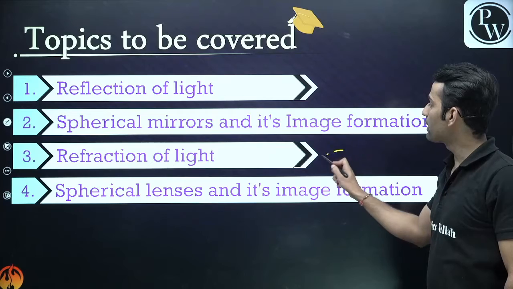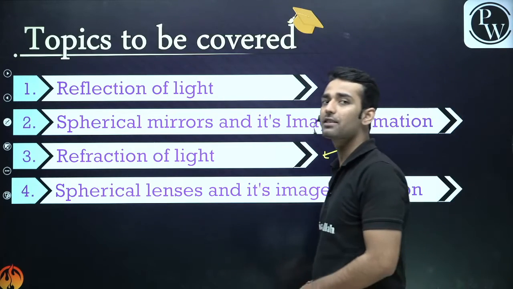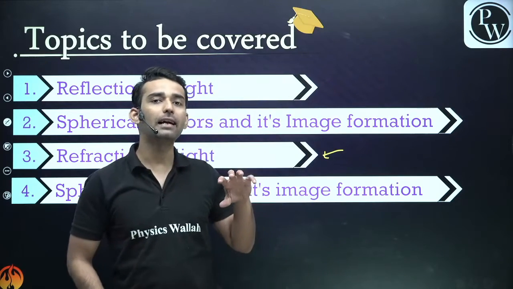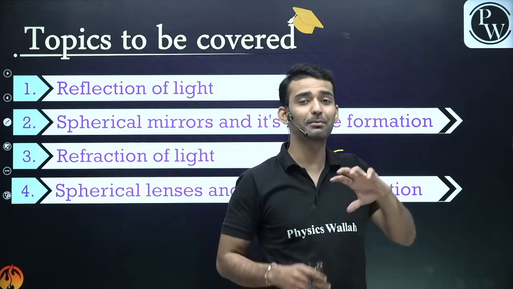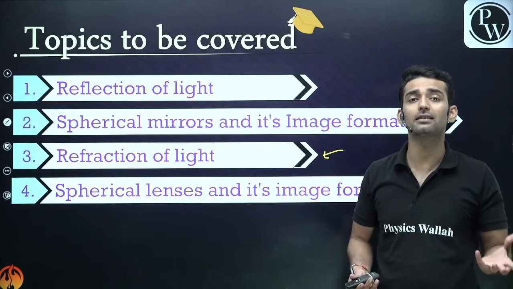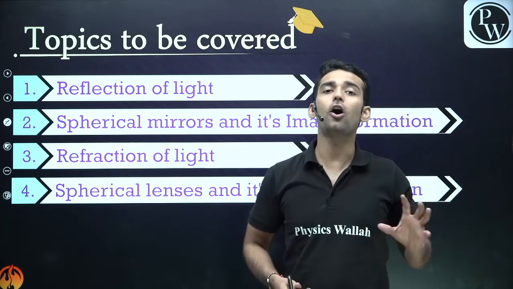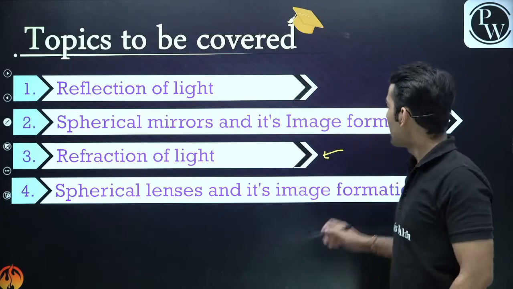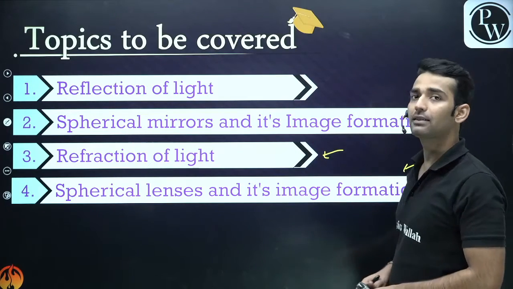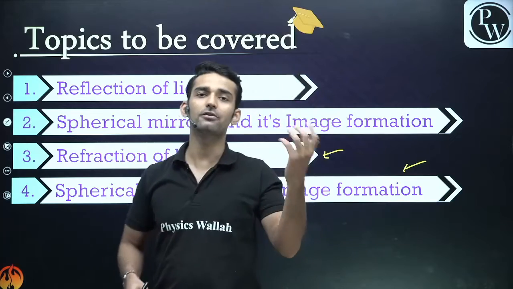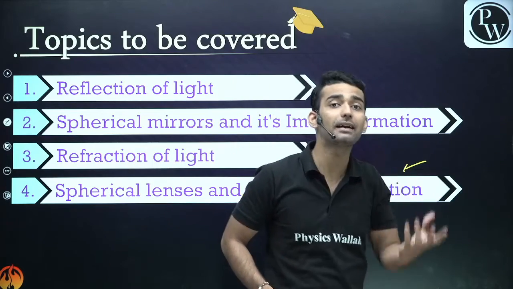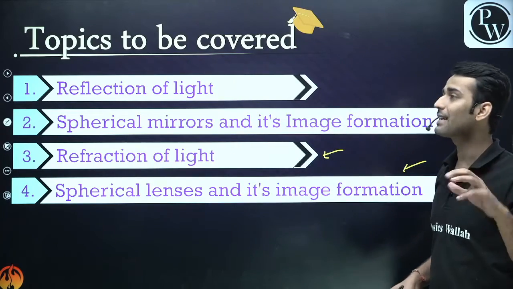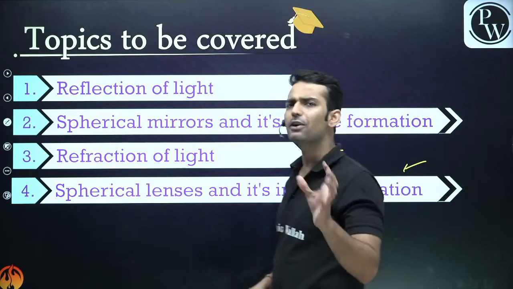Then we will be moving to the refraction of light. Refraction means bending of light. When light passes from one medium to another, its medium changes, its speed changes, right? So we will be discussing all these factors in very detail. And at last we will be covering the spherical lenses. How do the lenses form the image? How does a light ray bend when it passes through any lens, and lens formula, power, all those things.